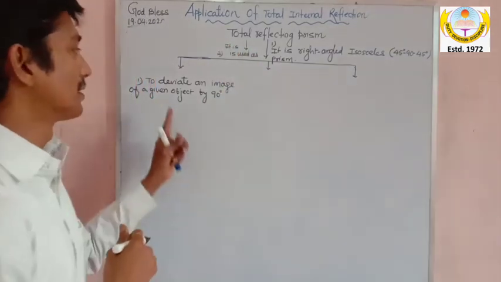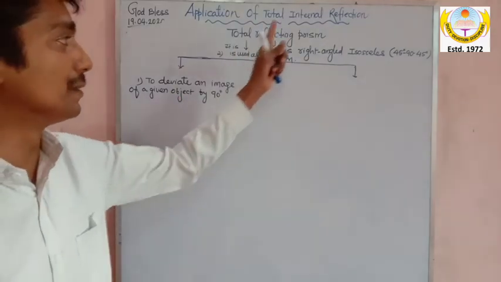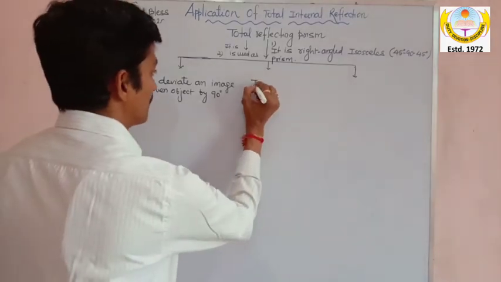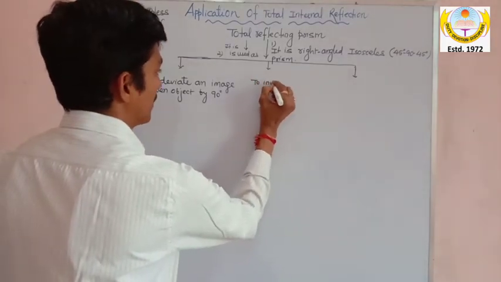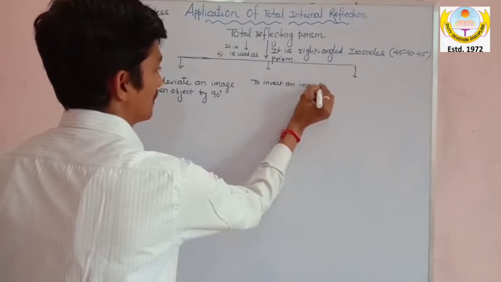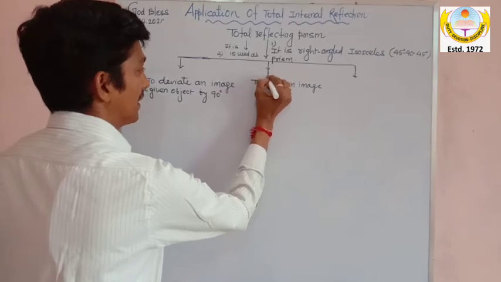It is used to deviate an image of a given object by 90 degrees using the phenomenon of TIR. It is used to invert an image. It is used to invert an image, my dear.